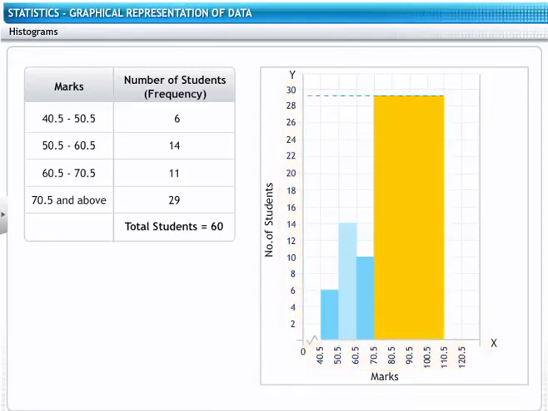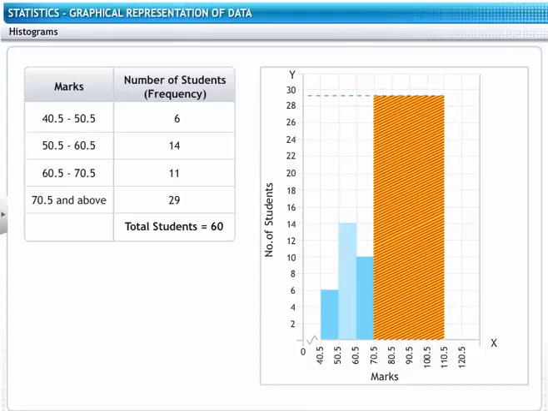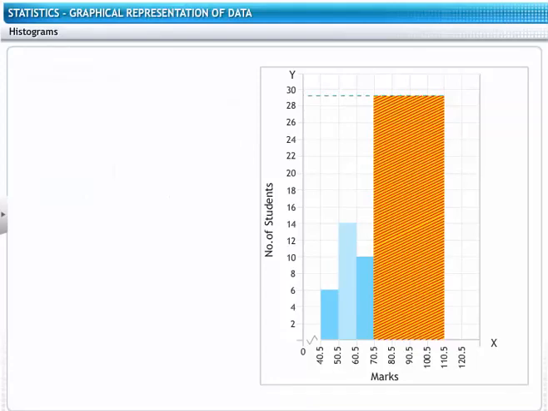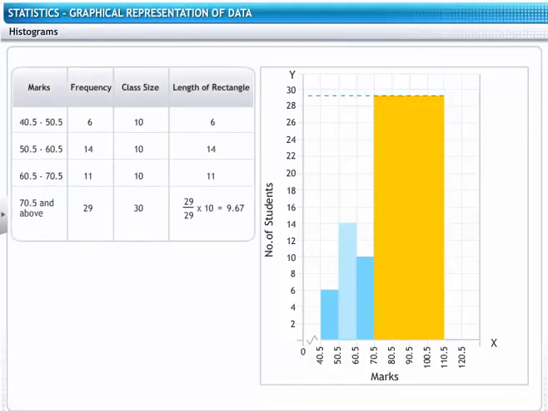Whenever this happens, we need to apply a correction to the height of the rectangle of the unequal class interval. This is necessary so that the area of the rectangle and its height are still in proportion with its correct frequency. Here we have to adjust the height of a class interval with a width of 30 to other class intervals with a width of 10. The calculation is simple as shown here. Thus, the height of the class interval 70.5 and above will be 9.66 and not 29.